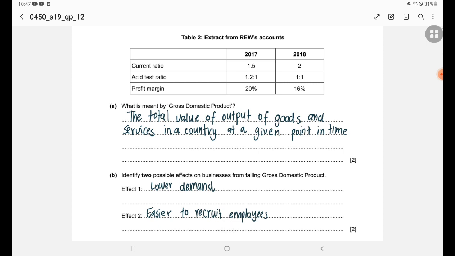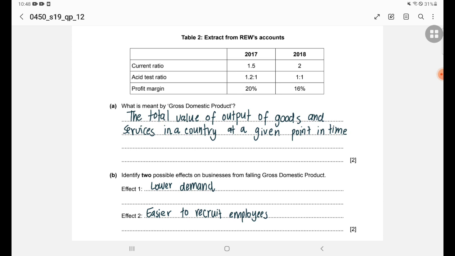You just have to define, which is only 2 marks. So this is the definition of gross domestic product. It is the total value of output of goods and services in a country at a given point in time. You're going to be given 2 marks if you just state this. However, if you just wrote output of a country, this will show some understanding, but you will only get 1 mark. Or if you said services produced by a country or amount of goods.